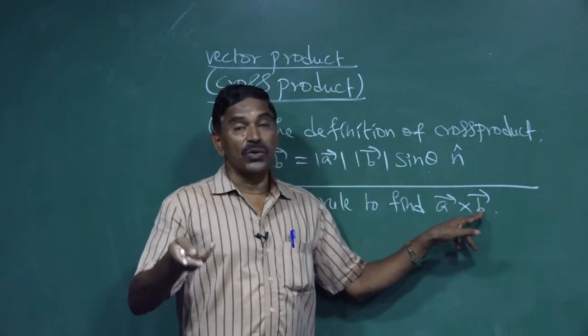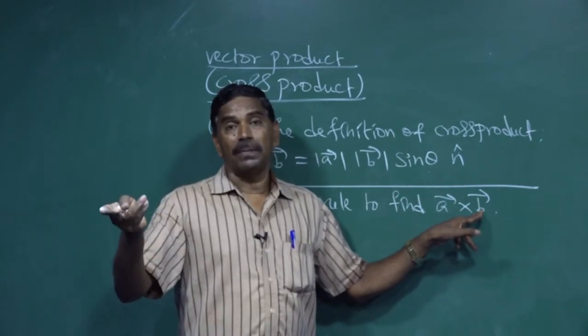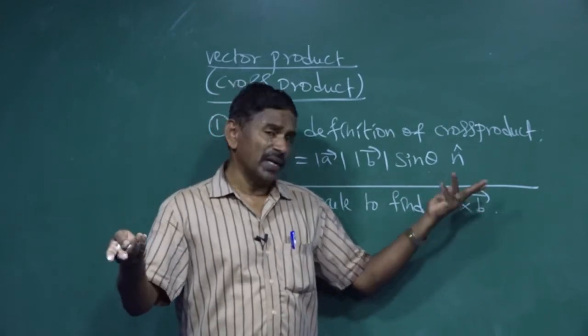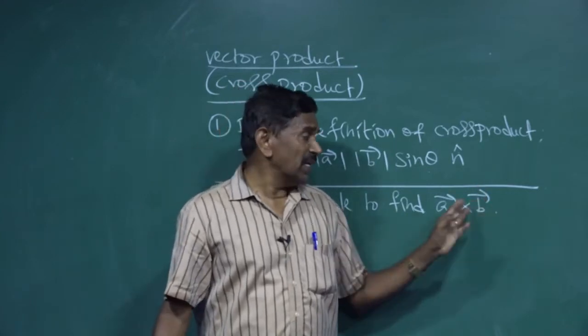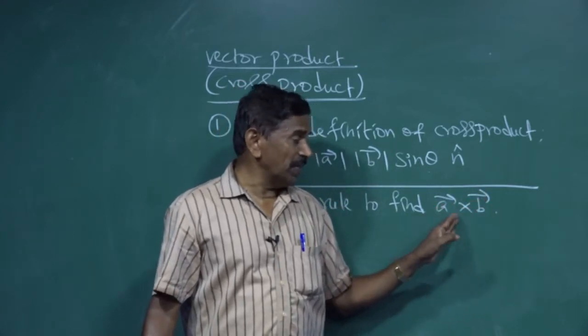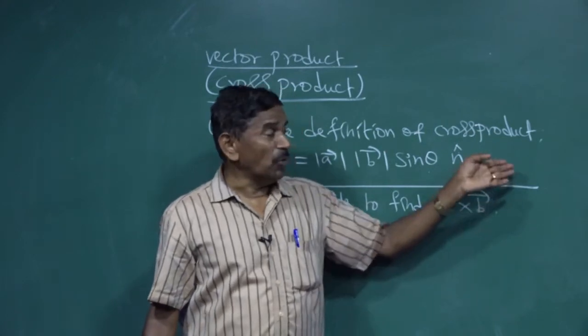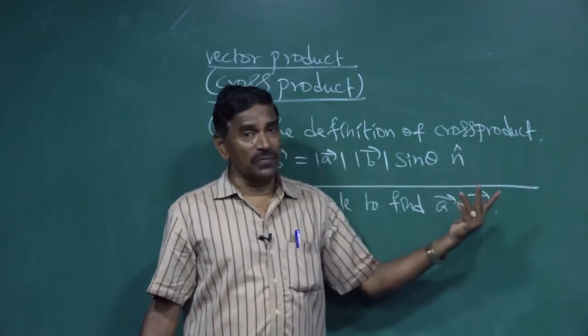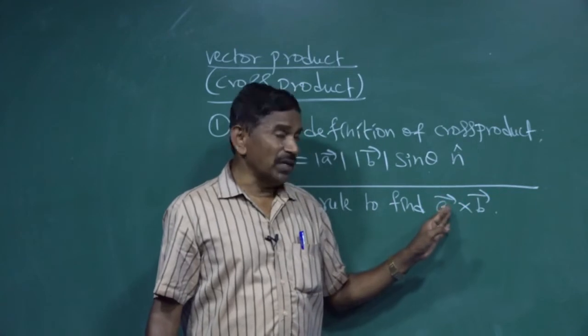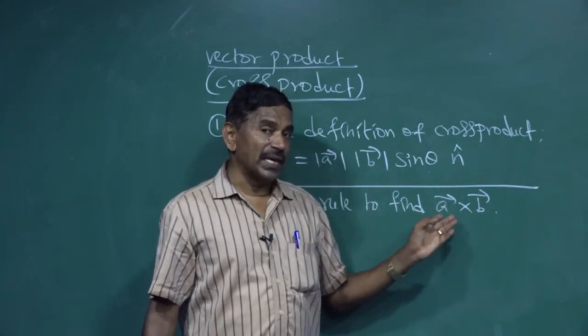Let B vector be equal to 2 i cap minus j cap plus 4 k cap. You can take numbers also, no problem. In general, we consider A1, A2, A3 and B1, B2, B3 for the definition, but while solving sums there will be different coefficients, for example A vector equal to i cap plus j cap plus k cap, likewise.